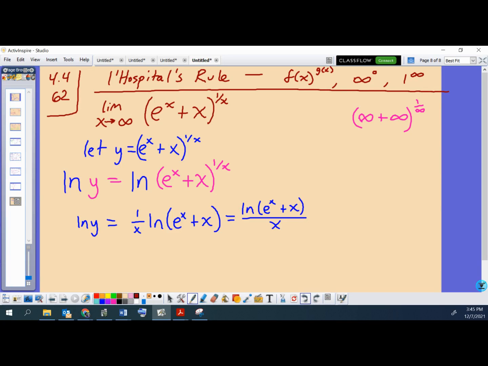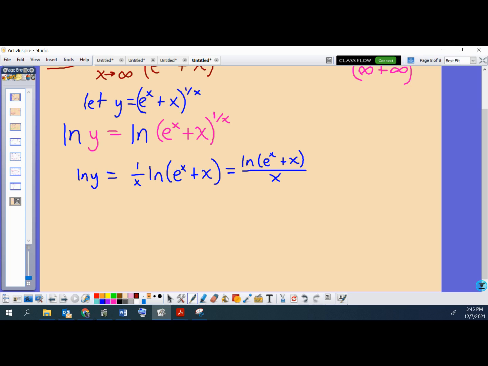We're going to take the limit of both sides as x goes to infinity, because if we do that, then we're getting the limit of the natural log of y as x goes to infinity. And what we want at the end is the limit of y as x goes to infinity. So all we'll have to do is exponentiate that, and we'll have our answer. So let's start with the limit as x goes to infinity of this fraction right here, the natural log of e to the x plus x, divided by x.